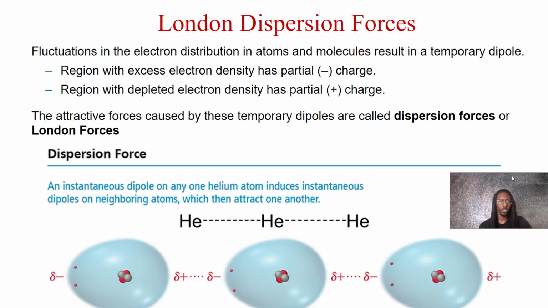Let's look at this example here. Let me move out of the way. In this example, we're going to look at what these temporary dipole moments look like.